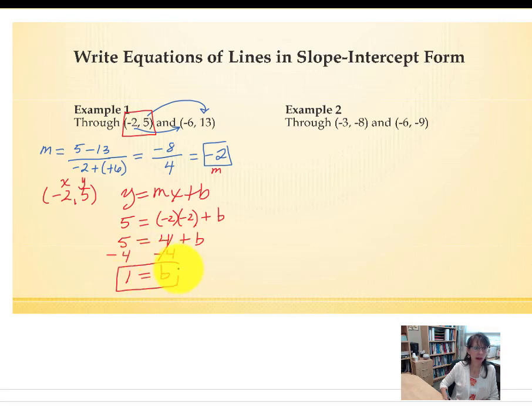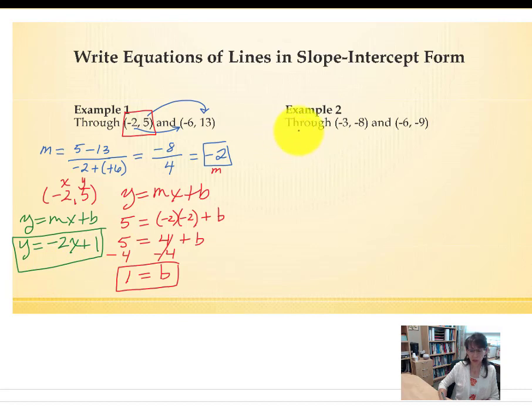Since we know the y-intercept and we know the slope of the line, we should be able to write the equation of the line. So thinking y equals mx plus b, y will equal slope of -2 times x plus 1. And now we have the equation of our line.